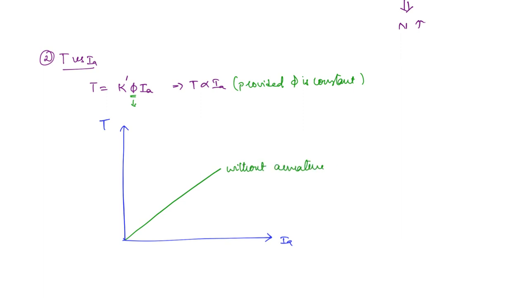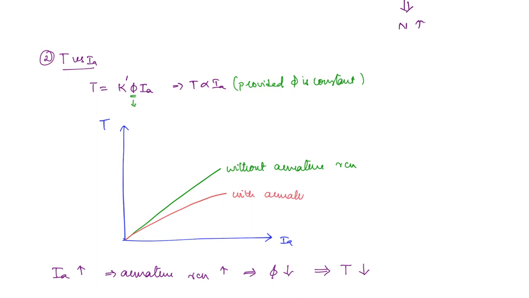Now what will happen when we consider armature reaction? So we know that as the current increases, the armature reaction will also increase. As armature reaction increases, the flux will reduce. Flux weakening effect of the armature reaction. So when flux decreases, then what will happen to torque? Since torque is proportional to phi as well, T also reduces. Okay. So this is without armature reaction. With armature reaction, it will slightly fall downwards. Okay. So you can draw something like this. Okay. So this is with armature reaction.